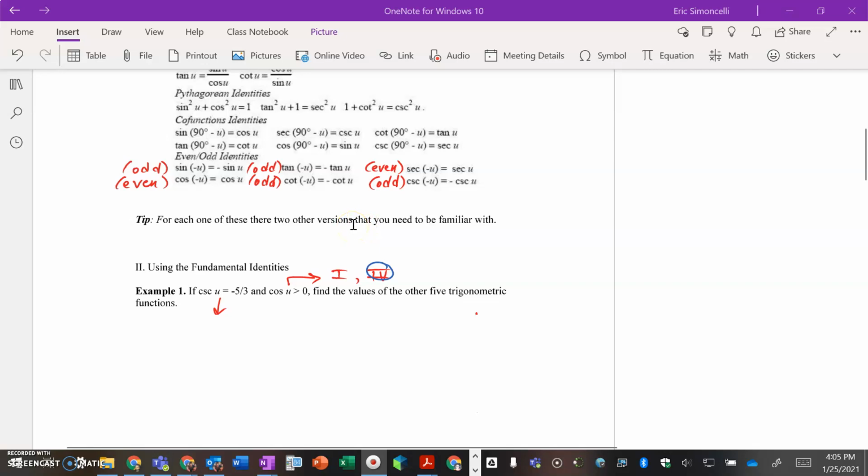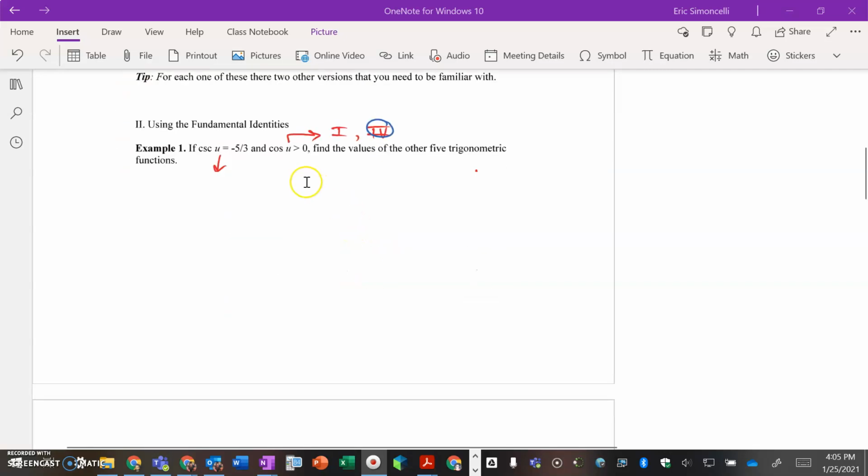Anyways, using the fundamental identities. Example 1. They start off here by saying if the cosecant of u is equal to negative 5/3 and the cosine of u, the same angle, is greater than 0, find the values of the other 5 trig functions. Now I've already pre-filled in all the notes. I don't always do this, but I did that here so that I can actually get through all the notes for today, or at least make that attempt.